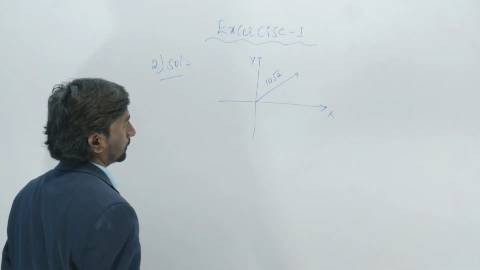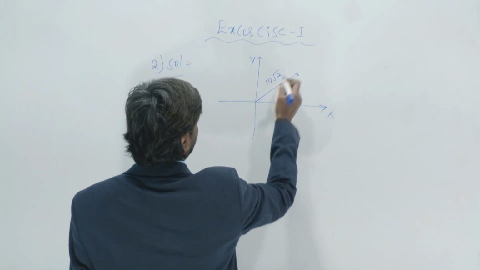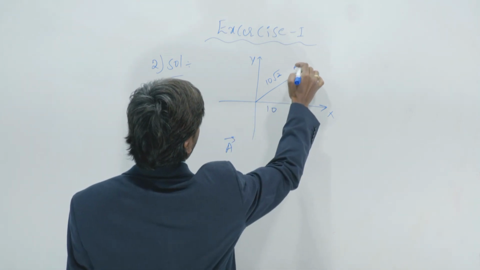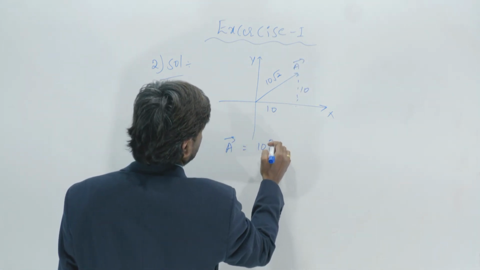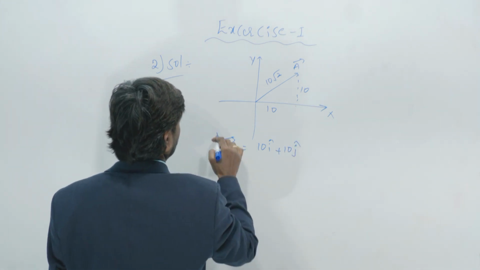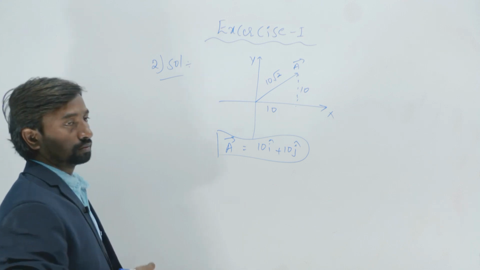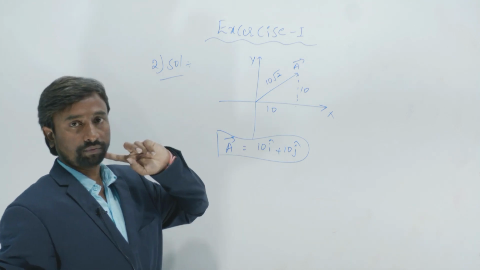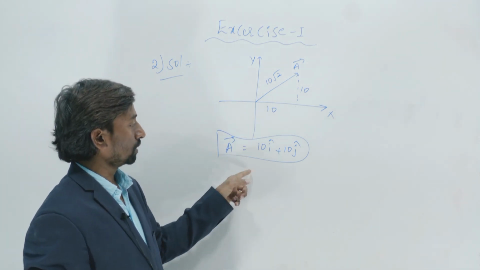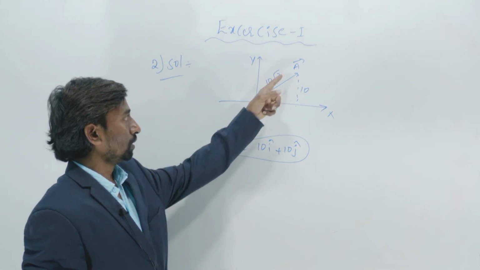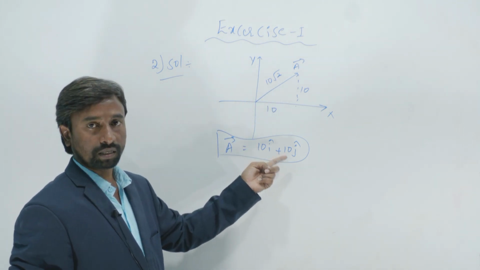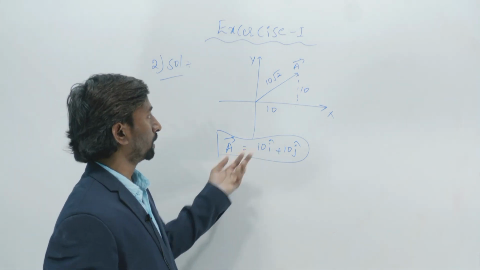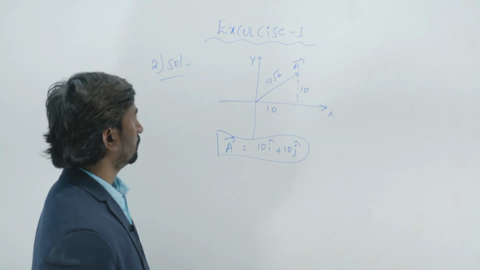So we should find out the vector. If this is 10 root 2, then this is 10 and this is 10. Let us consider this vector as A bar, which will be 10 i cap plus 10 j cap. Hypotenuse is 10 root 2. The magnitude of this vector is square root of 10 square plus 10 square, square root of 2 times 10 square. So 10 comes out, 10 into root 2. That is the answer.